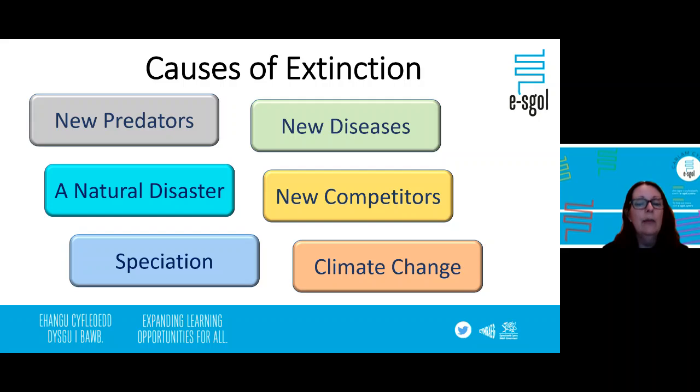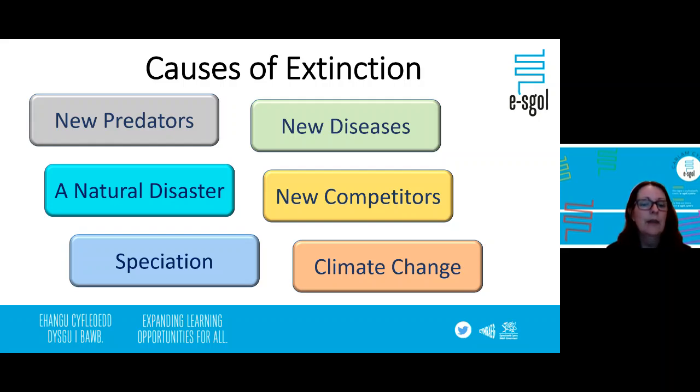Similarly, if we look at new competitors, if there is a new competitor in a particular environment, they are competing and working against the organism to get hold of their food or their nesting site. And of course, if an organism can't get their food, then there is a problem in terms of their energy and therefore the amount of energy they have for reproduction. Similarly, if they are competing for nesting sites and out-competing the original organism, then that can be a cause of extinction as well.